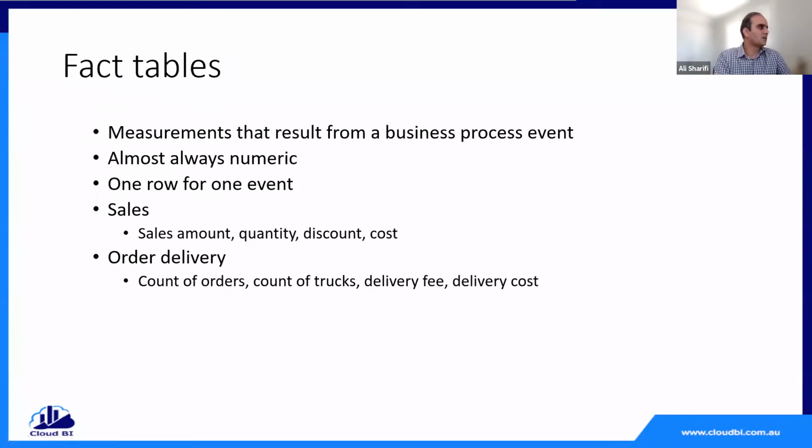What is the difference between fact and dimension? Normally fact tables are the type of table that contains all of your transactions, numbers, and events. Almost all of the numeric values that we want to report and aggregate on will go to this fact table. We should expect one row for one event to exist in the fact table.